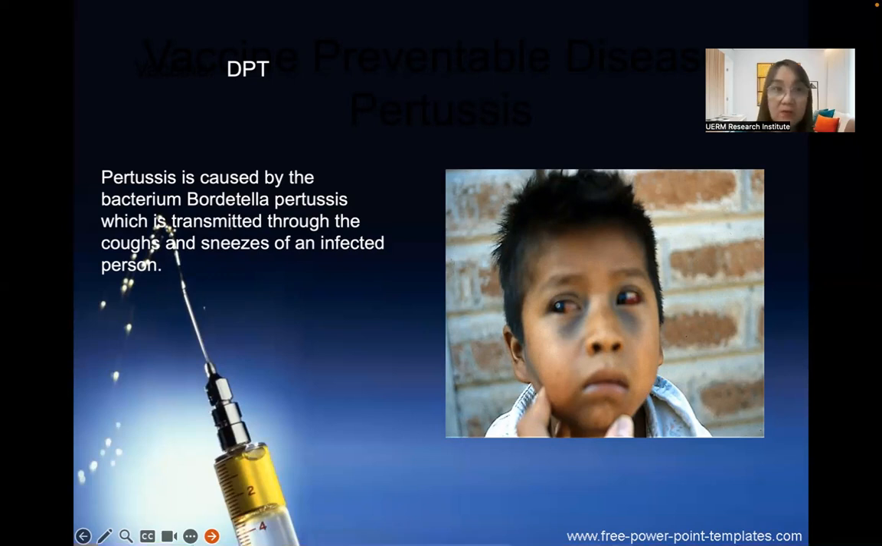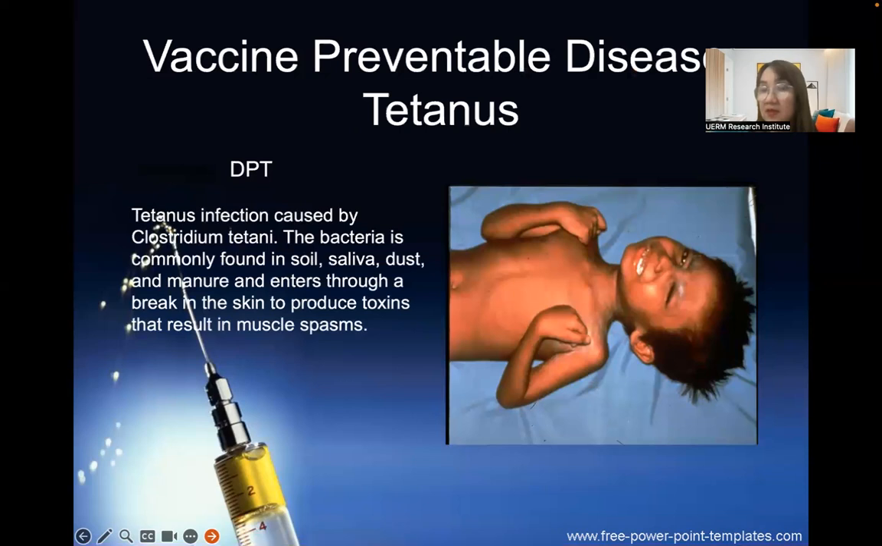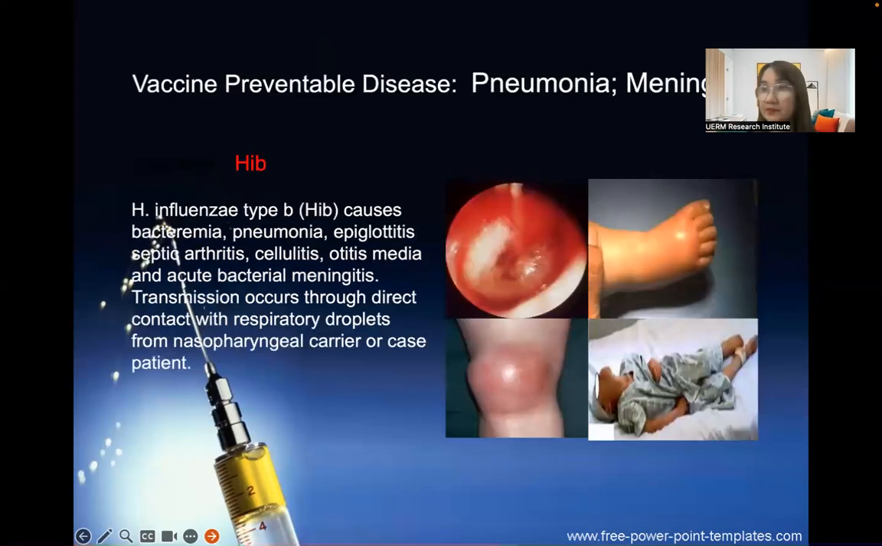So we talked about pertussis in the previous slide. So this is caused by the bacterium Bordetella pertussis, which is transmitted through the coughs and sneezes of an infected person. And tetanus, an infection caused by Clostridium tetani. So the bacteria is commonly found in soil, saliva, dust, and manure, and enters through a break in the skin to produce toxins that result in muscle spasm.